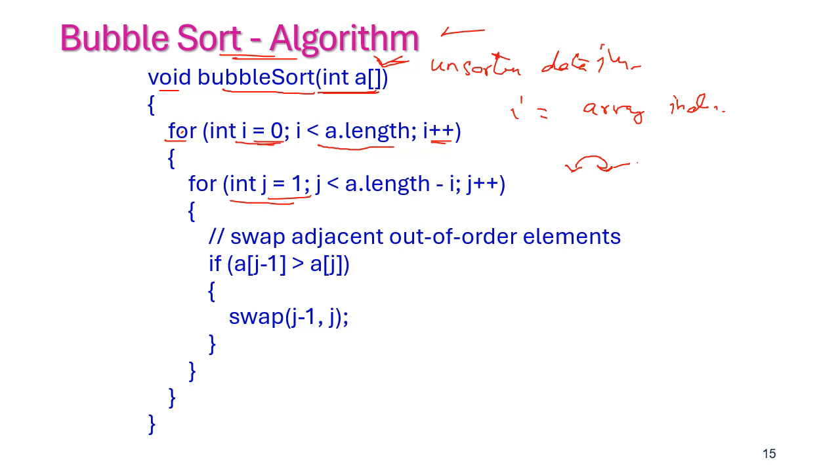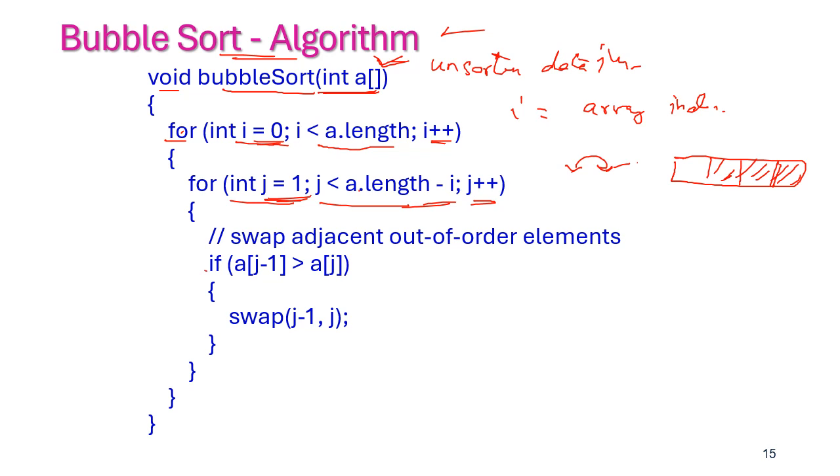i is starting from 0, but j is starting from 1, and j less than a.length minus i, and j plus plus. Minus i, because at every iteration the greatest item will be placed in its right position, so we need not reach there. So every iteration one will get reduced, right?